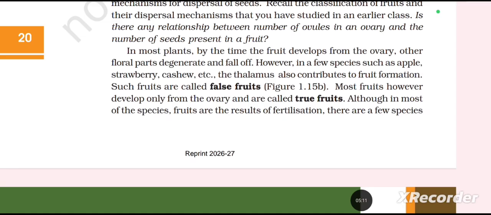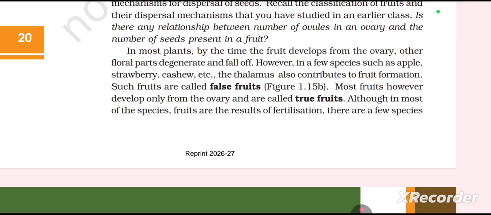In most plants, by the time the fruit develops from the ovary, other floral parts degenerate and fall off. However, in a few species such as apple, strawberry, cashew, etc., the thalamus also contributes to fruit formation. Such fruits are called false fruits, figure 1.15b. Most fruits, however, develop only from the ovary and are called true fruits, although in most of the species fruits are the result of fertilization.